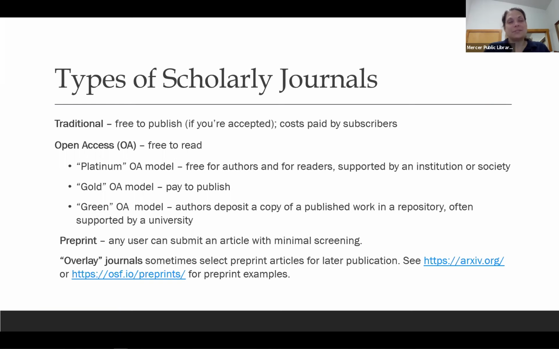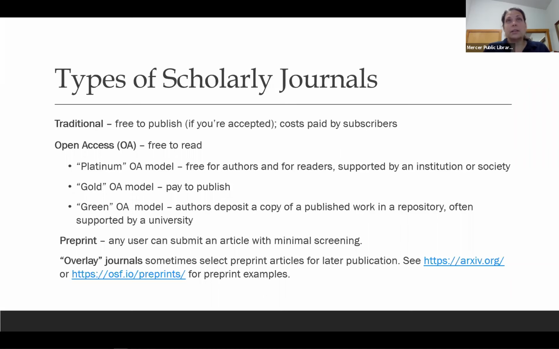So there are different types of scholarly journals. Traditional journals are, I think, what most people would think of. You submit an article for consideration. The journal says, yeah, we love that. We'll take your article. And then they publish it, and the people who want to read it pay as subscribers. So universities subscribe to journals, or individuals subscribe, and that's how it all gets paid for.